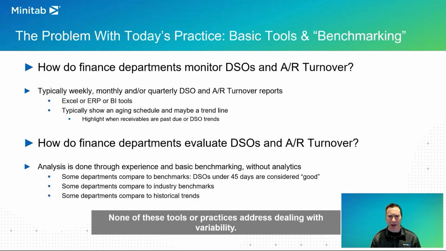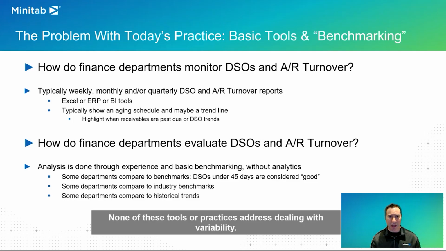But the key here really isn't monitoring, people don't really have challenges monitoring this. The question is, how do they evaluate how they're doing? How do finance departments evaluate it? It's generally done through experience and benchmarking. Some of those benchmarks could be what's considered a standard, like, hey, DSOs under 45 days are considered good. You might benchmark it to industry. In this industry, maybe a DSO number of 60 is considered good. And then you also look at your historical trends on how the business has done, to maybe signal that something is changing.